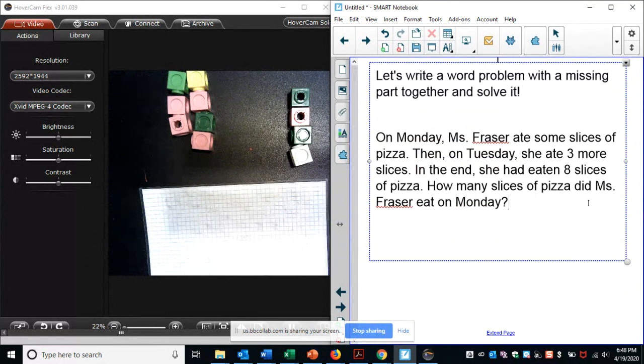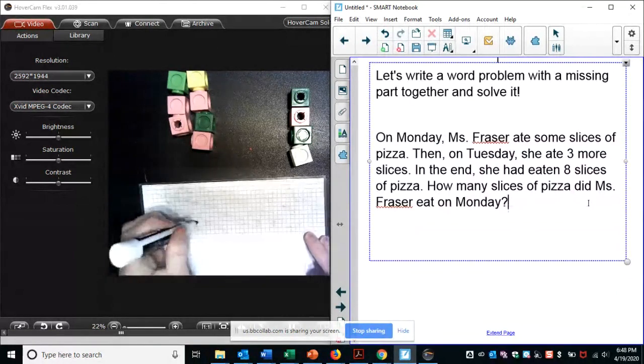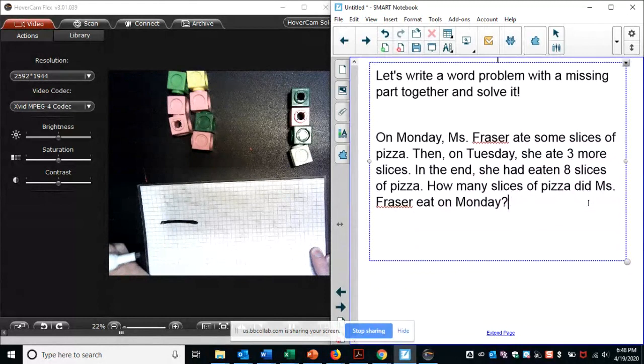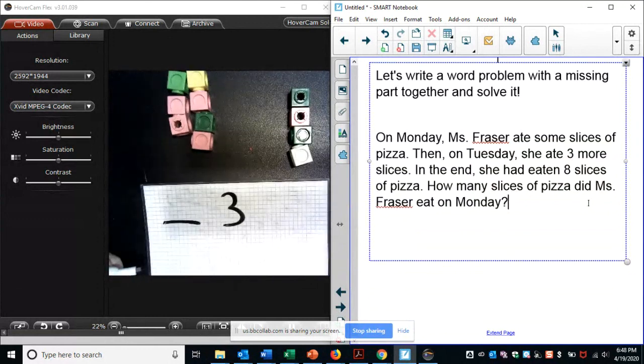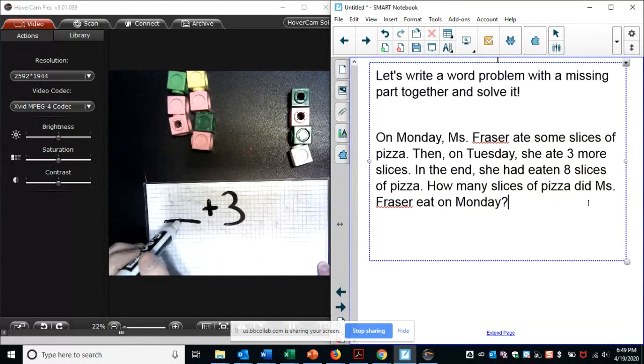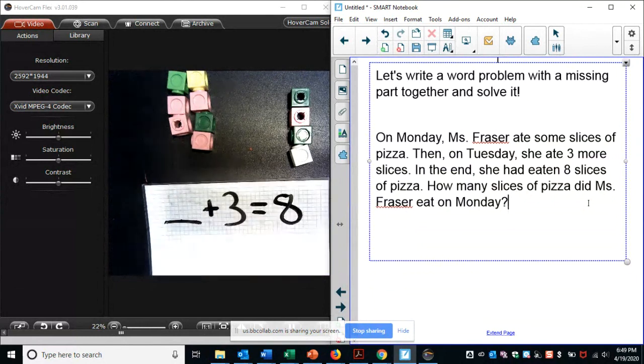So now let's figure out how to solve our problem. So on Monday, Miss Fraser ate some slices of pizza, but we don't know how many. So that's going to be our blank spot. Some slices of pizza. Then on Tuesday, she ate 3 more slices. So let's think. Even though she's taking away slices from the whole pizza, we're kind of adding up how many she ate. So this is going to actually be a plus. And then in the end, she had eaten 8 slices of pizza. So when you take the slices from Monday and add the slices from Tuesday, in the end, it's 8 slices. So how many slices of pizza did Miss Fraser eat on Monday?